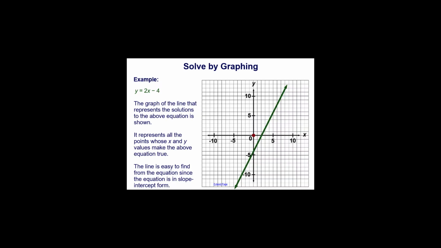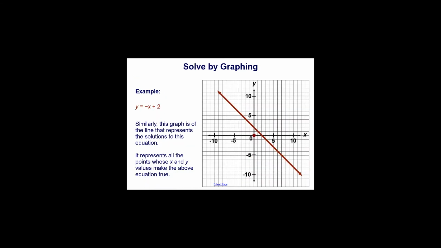So here's an example of a linear equation. We have y equals 2x minus 4. And the graph of the line that represents the solutions to the above equation is shown here. It represents all the points whose x and y values make the above equation y equals 2x minus 4 true. The line is easy to find from the equation since the equation is in slope-intercept form. If you recall, slope-intercept form is y equals mx plus b, so we can automatically identify our slope is 2 and our y-intercept is (0, negative 4).